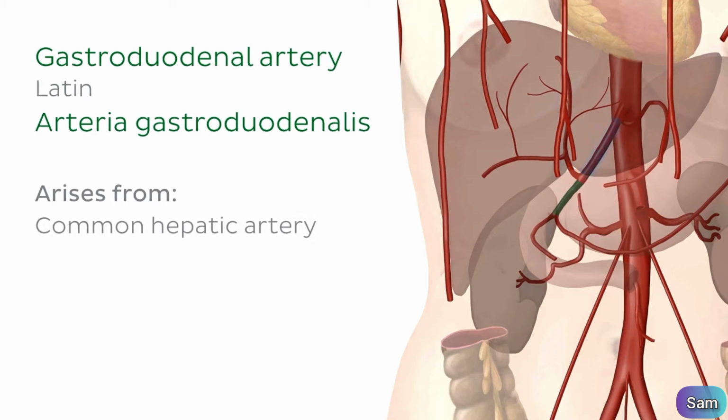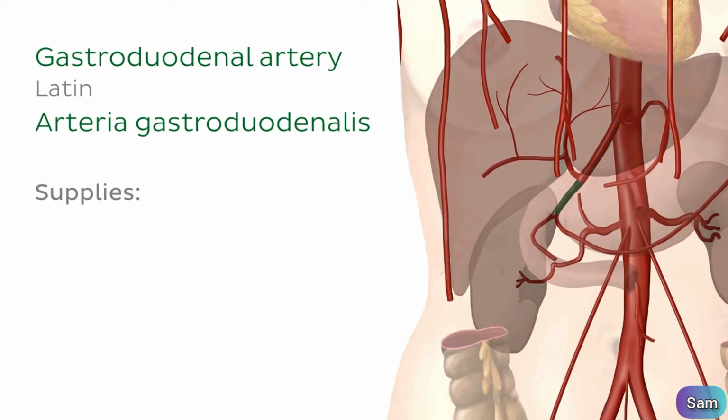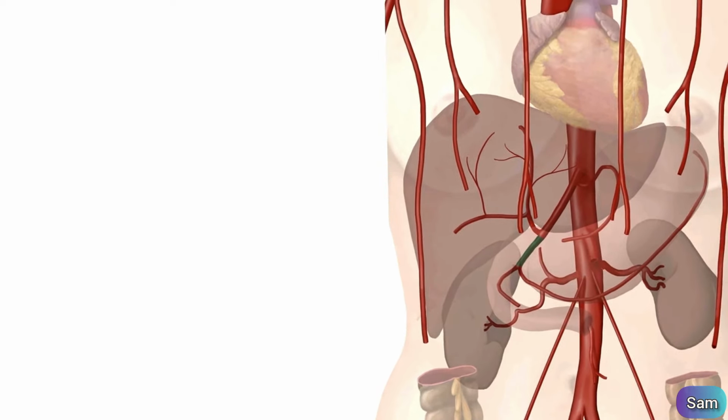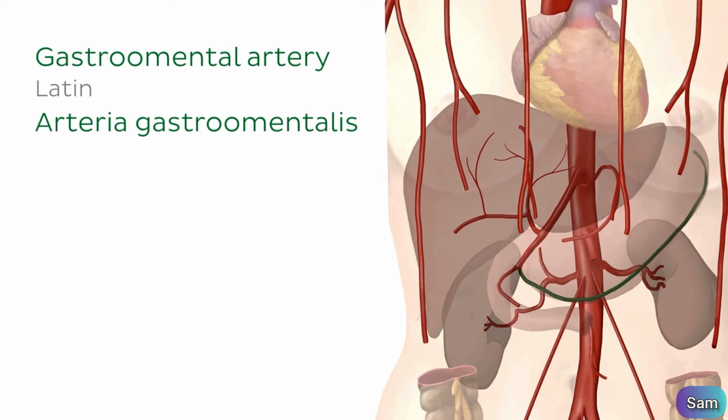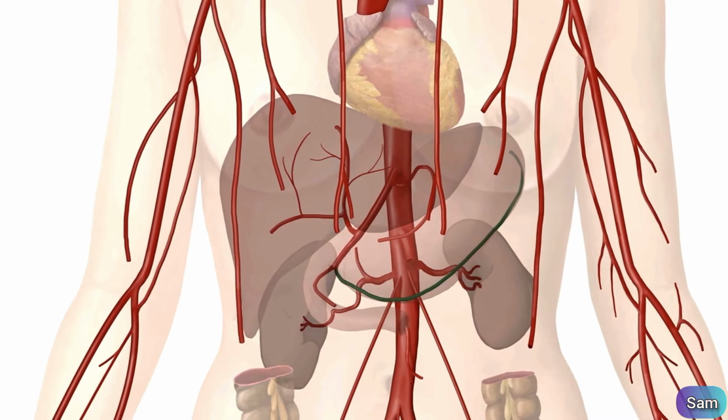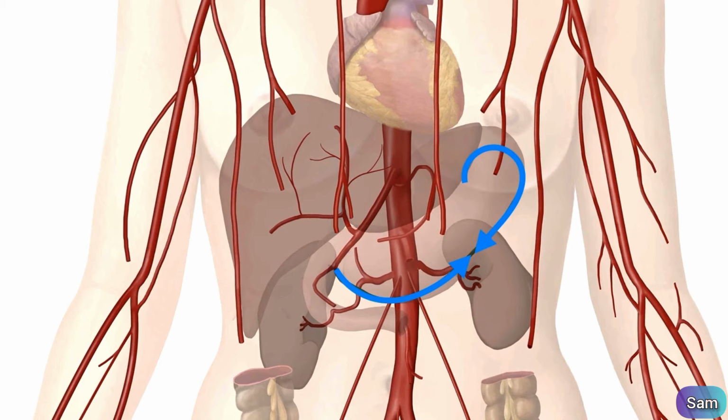Moving on now, let's have a look at the gastroduodenal artery, which arises from the common hepatic artery. So the gastroduodenal artery arises posterior-superior to the first part of the duodenum, and it gives off branches to the stomach, the pancreas, and the duodenum. Now let's have a closer look at the right gastroomental artery, also known as the gastroepiploic artery, and this supplies the greater curvature of the stomach, which you can see just here. The right gastroomental artery joins with the left gastroomental artery, which arises from the splenic artery, to form an anastomosis.